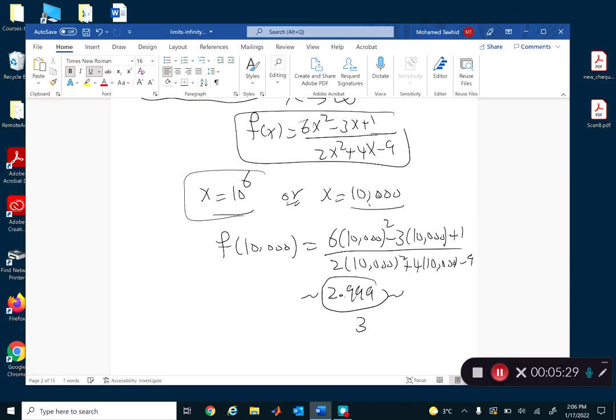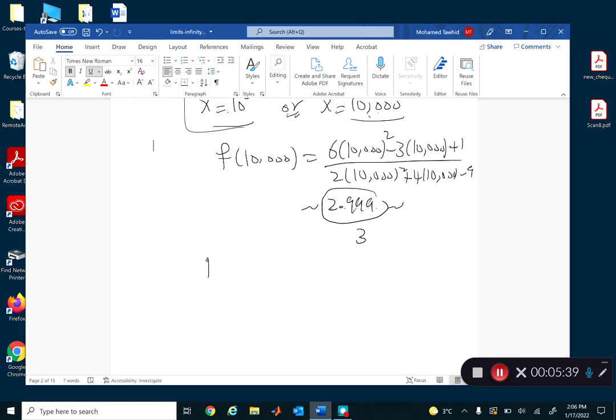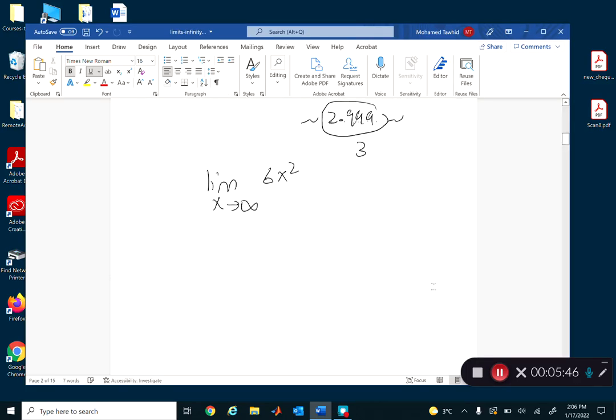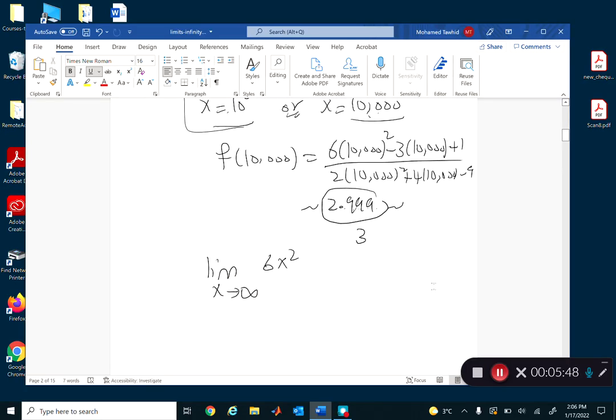If I take 1 million instead of 10,000, maybe you get 5 or 6 nines, which means it will be very close to 3. So now what is the limit of this one here? The limit as x goes to plus infinity of the function, which is (6x squared minus 3x plus 1) divided by (2x squared plus 4x minus 9), and that is equal to 3.